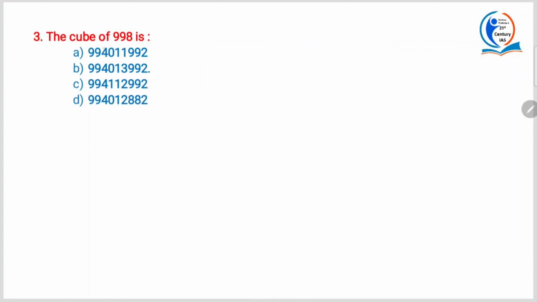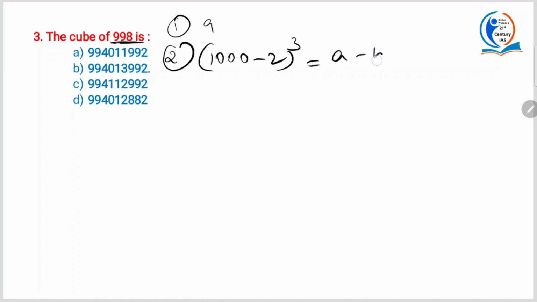Next question. The cube of 998 is. See, one method is direct: 998 into 998 into 998. The second method is 1000 minus 2 whole cube. Then you will use the formula for a minus b whole cube. A minus b whole cube is a cube minus b cube minus 3ab into a minus b. That is one way.